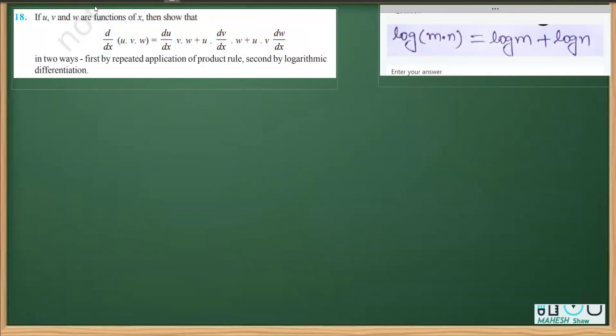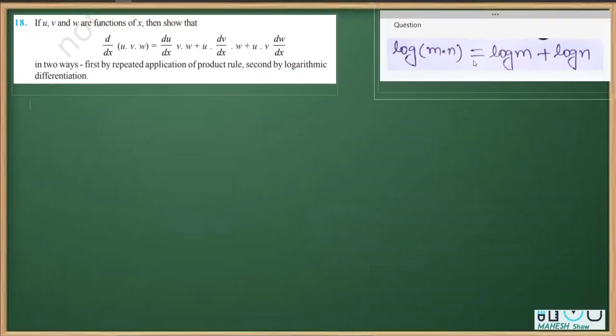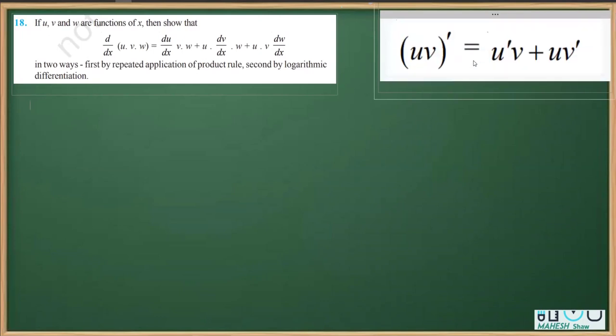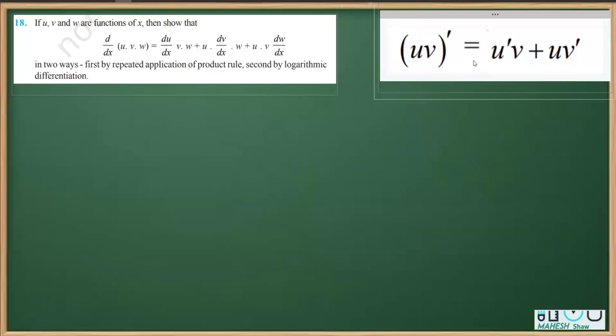Now, the question says that we have to find the differentiation in two ways. First, by repeated application of the product rule, and the second by using logarithmic differentiation. So we have to use these two properties. The first, which I'm showing on the other side of the screen, is by applying the product rule. This is the product rule. And the second is by using the log. Now let's begin with the first one.